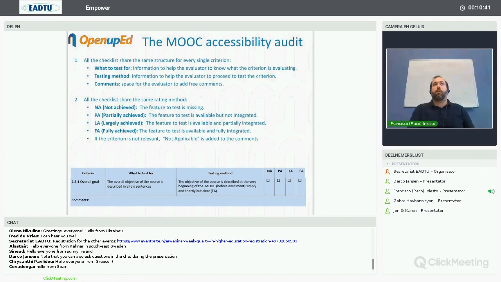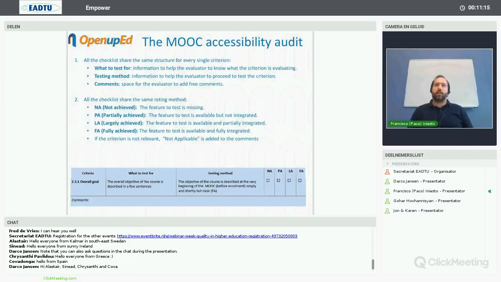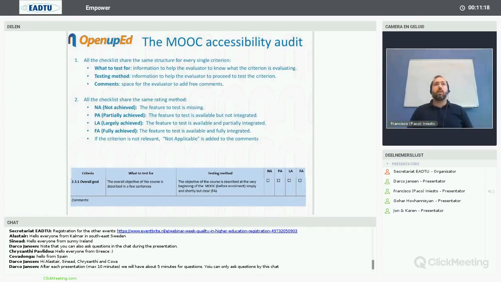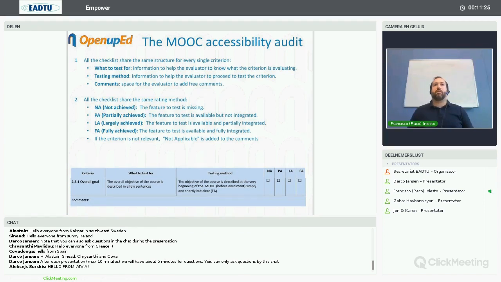For that reason, each of the 4 checklists developed for the audit, including quality, had similar criteria. They had what to test for, information to help the evaluator know what criterion to evaluate. The testing method, information to help the evaluator proceed to test. The idea of this testing method is the explanation that provides and reinforces what a fully achieved item would be, so it includes gold items, so the examiner can check what to evaluate and how to do it. All the checklists share the same rating method: not achieved, the feature is missing; partially achieved, the feature is available but not integrated; largely achieved, available and partially integrated; or fully achieved, fully integrated.